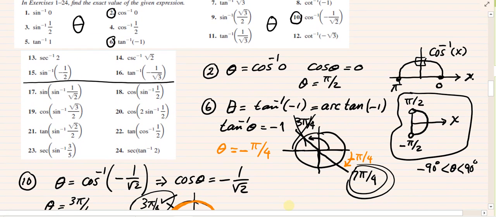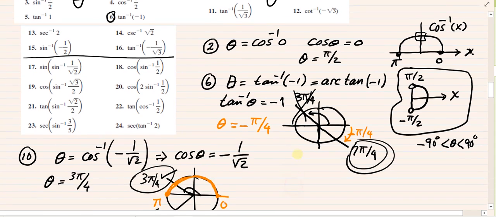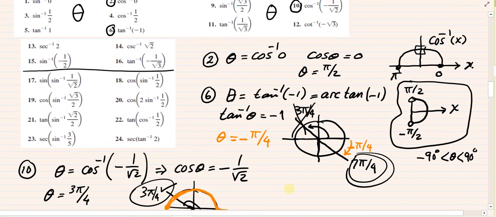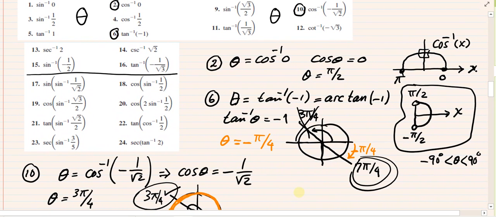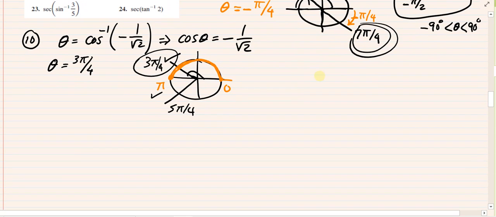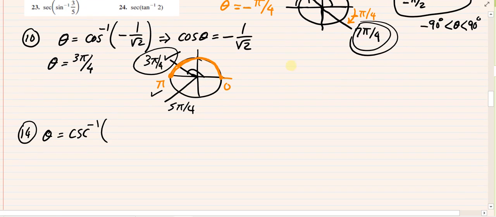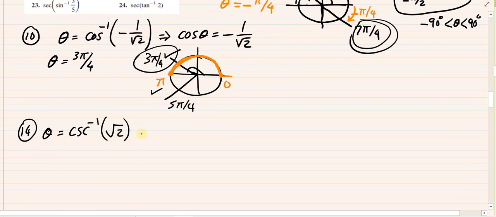Let's do something different. These are all sine, cosine, tan. Let's take a look at something in the way of cotangent, secant, and cosecant, maybe some of those. Let's take a look at number 14, for example, where we have cosecant inverse. Number 14, theta is cosecant inverse of root 2. Again, by definition of inverse, that means cosecant of theta is root 2.